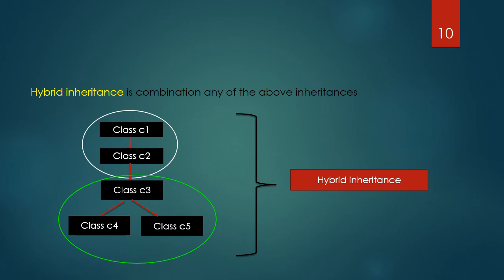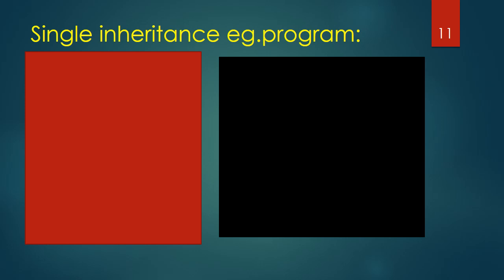These are the diagrammatical representations of each inheritance, showing how many subclasses and superclasses we have. Now we will see all of these with example programs, how we practically write programs to implement these different types of inheritances. Now let us see the example program for single inheritance.